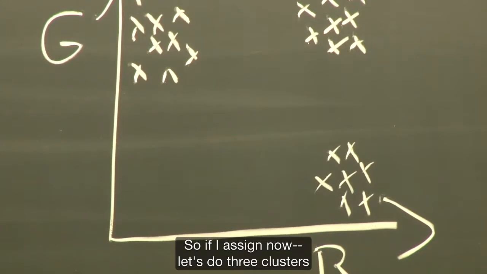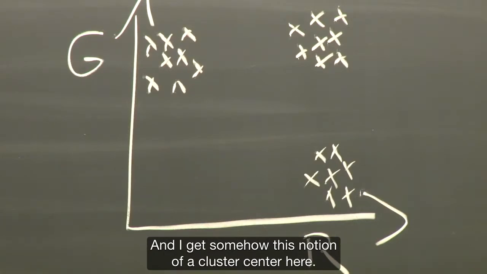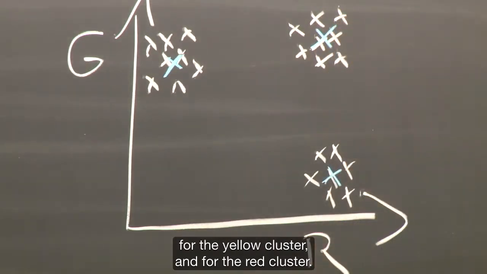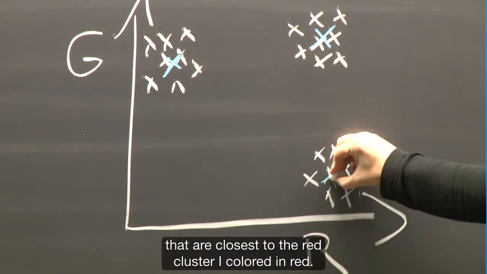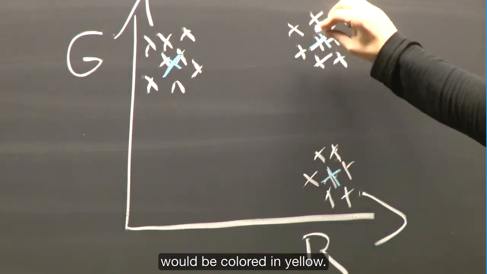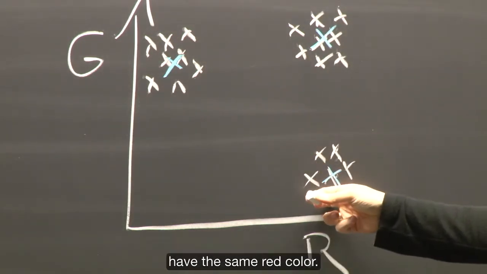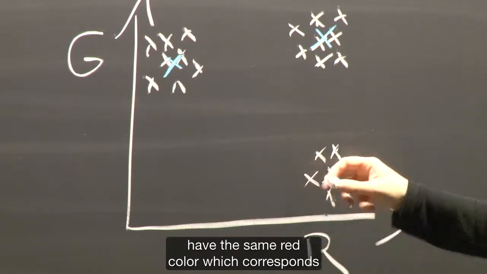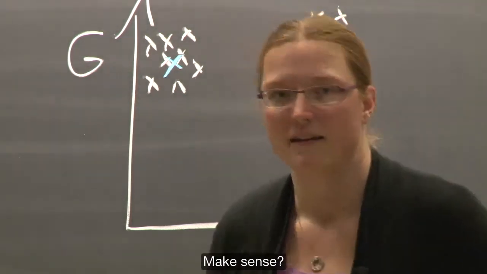So if I assign now, let's do 3 clusters because I did 3 colors, and I get somehow this notion of a cluster center here. So let's say here's the center for the green cluster, for the yellow cluster, and for the red cluster. What I did now is all of the pixels that are closest to the red cluster, I colored in red. And all pixels that are closest to the yellow cluster would be colored in yellow. So these pixels are a bit spread out because they don't all have the same red color. I'm making them now, I'm forcing them to all have the same red color, which corresponds to the red that is given by this center of the cluster. That make sense?